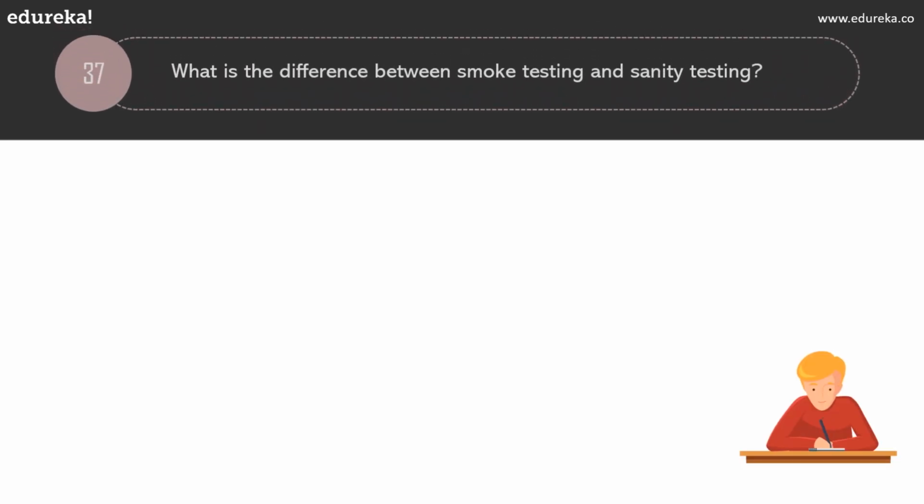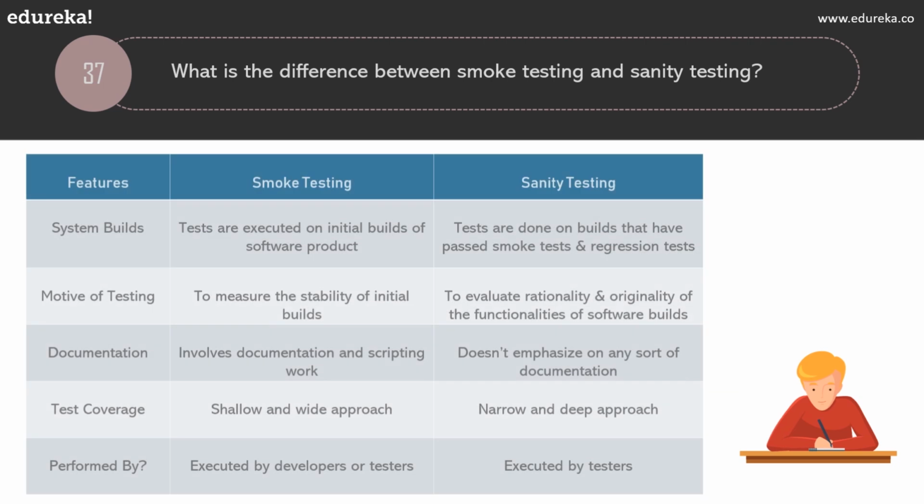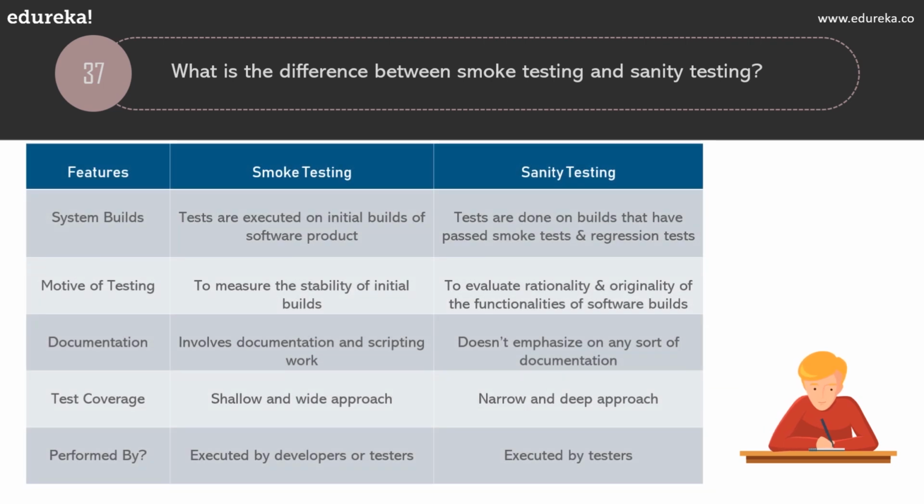Moving on, we have: what's the difference between smoke testing and sanity testing? It's quite simple. The concept of smoke testing and sanity testing is very similar, except smoke tests are executed on initial builds of a software product, whereas sanity tests are done on the builds that have passed smoke tests and other rounds of regression tests.